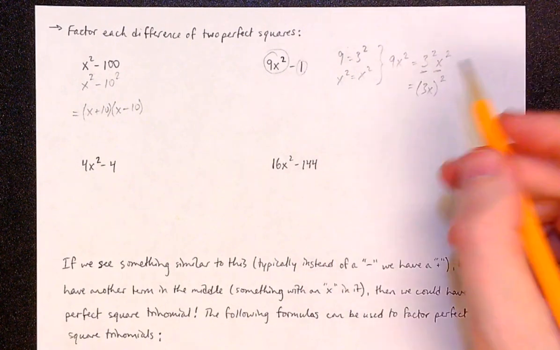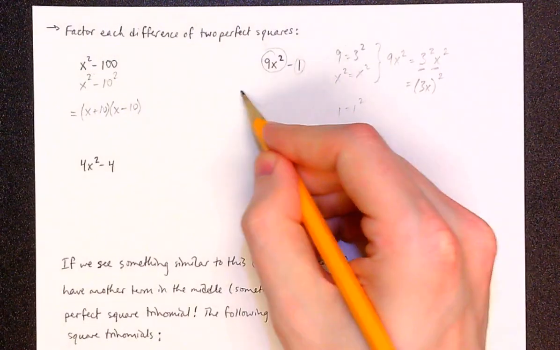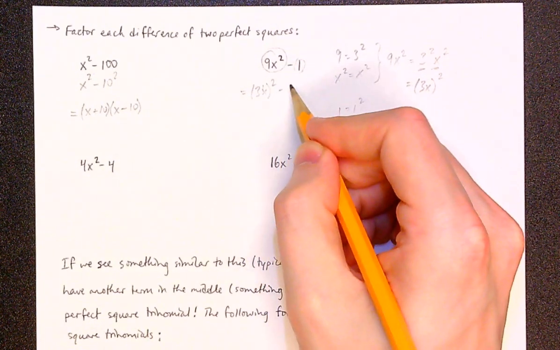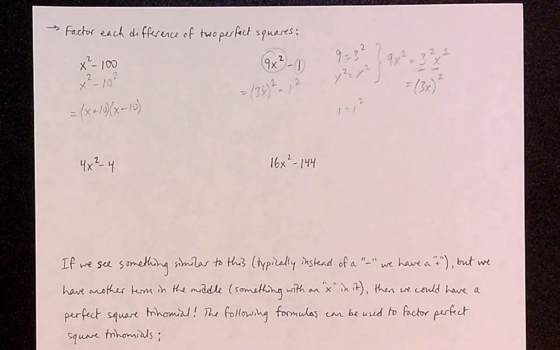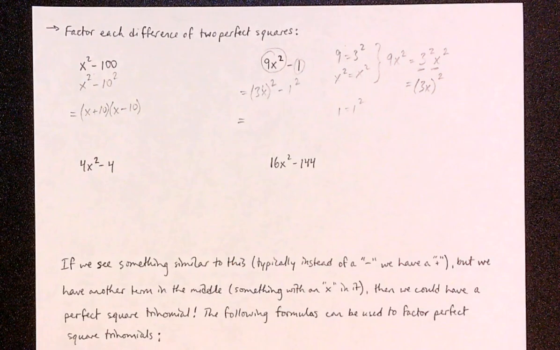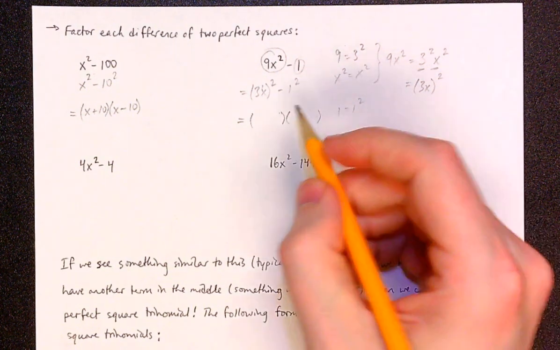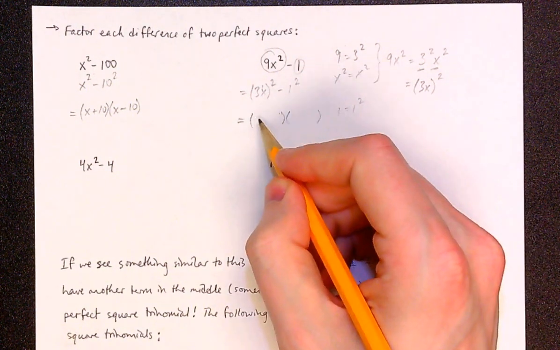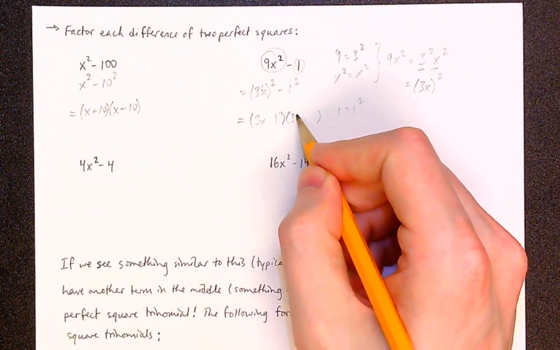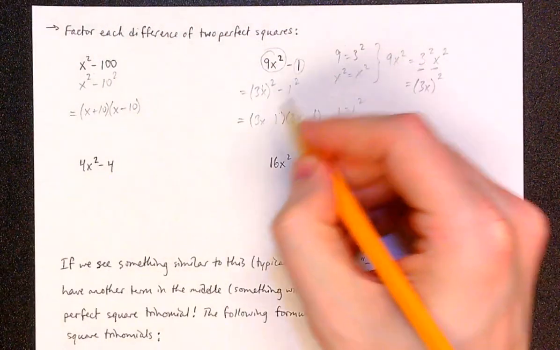And then we have the 1. Well, 1 is 1 squared. So what this is really is 3x squared minus 1 squared. So we have the difference of two perfect squares. We have our two binomials. The terms are the same, 3x and 1, 3x and 1. The signs are just different.